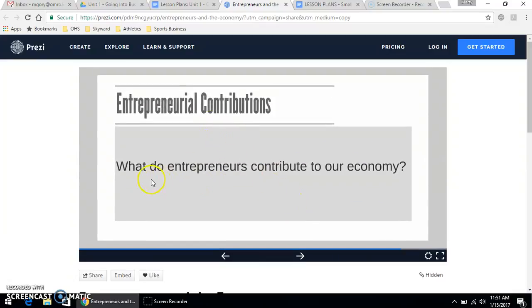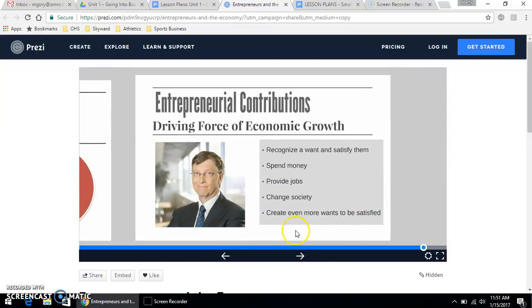Entrepreneurial contributions. What do entrepreneurs contribute to our economy? We already know from the beginning of this presentation that economy and entrepreneurs cannot exist alone. They have to coexist. They work off of each other. So the answer to that question is that they are the driving force of economic growth. Entrepreneurs recognize a want and satisfy it. They spend money stimulating the economy. They provide jobs, decreasing the unemployment rate.